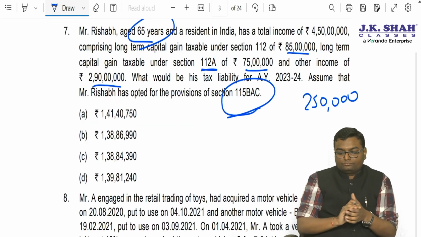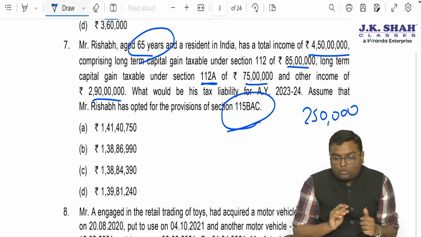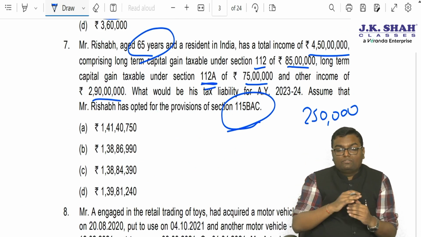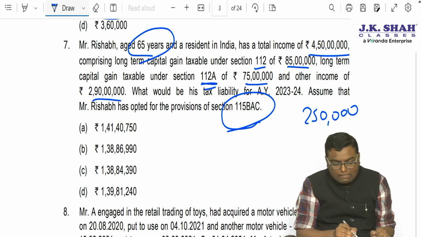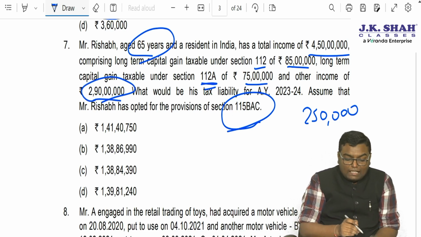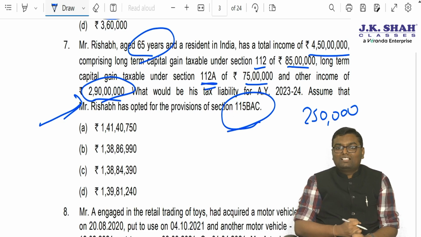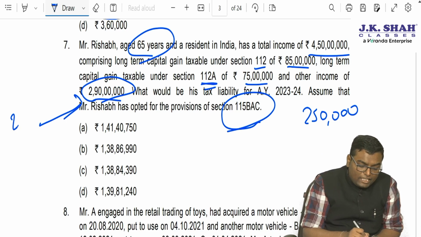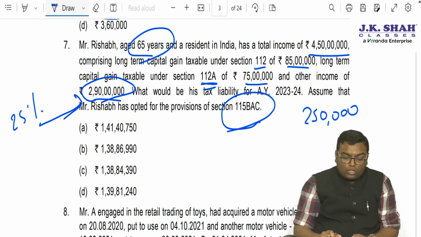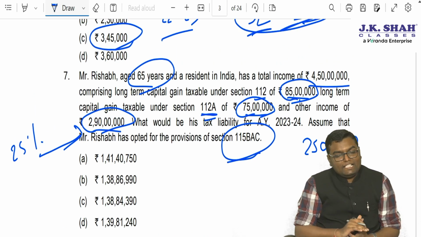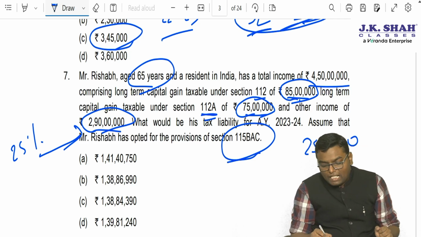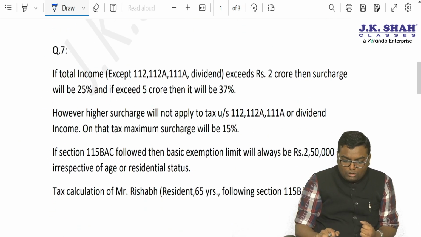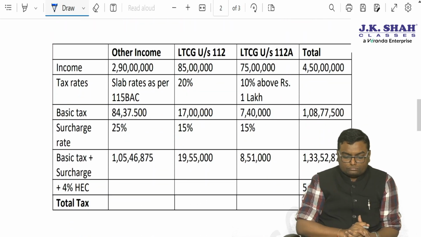Here in this question, though my total income is 4 crore 50 lakh, if I remove section 112 and section 112A income, the income which is remaining is 2 crore 90 lakh. Can I see even this is more than 2 crore? So whatever will be the tax on this 2 crore 90 lakh, on that I will apply 25% surcharge. But whatever will be the tax on this 75 lakh and 85 lakh, on that maximum I will apply what? 15% surcharge.